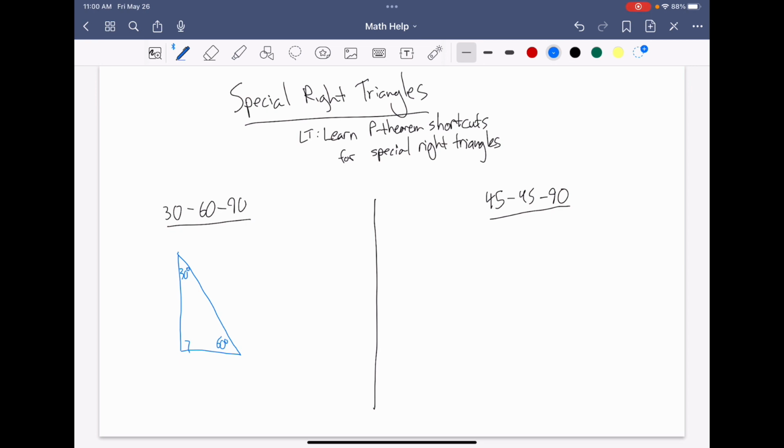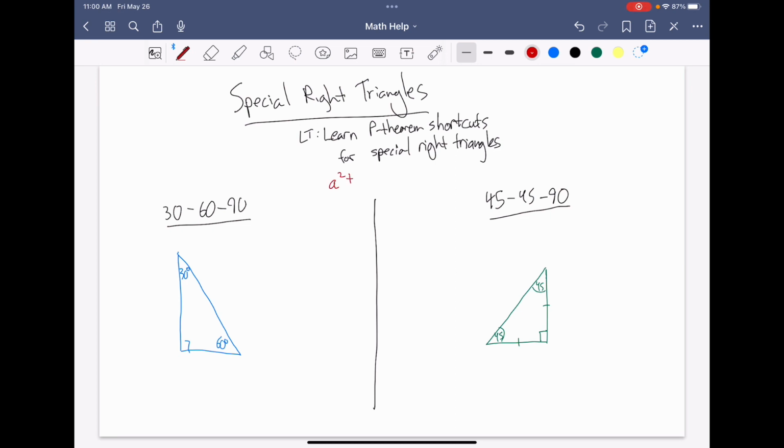The other kind of right triangle we have is a 45, 45, 90 right triangle. And that looks roughly like this. And so you have 45 degrees here, 45 degrees there, and then you have your 90-degree angle. Keep in mind that the 45, 45, 90 is an isosceles triangle because you have two congruent angles and you're going to have two congruent sides. So it's isosceles.